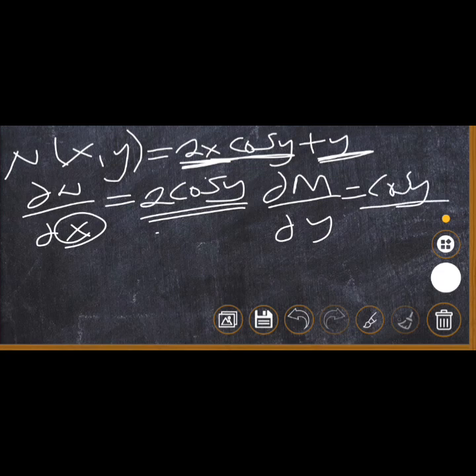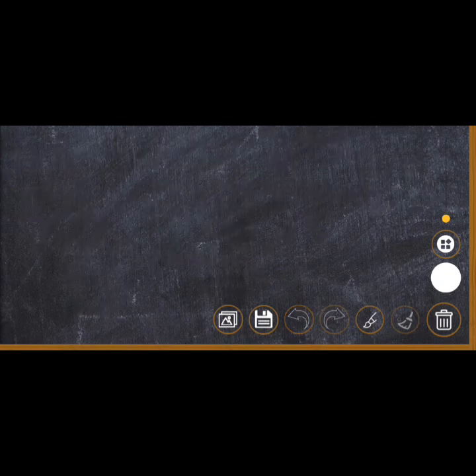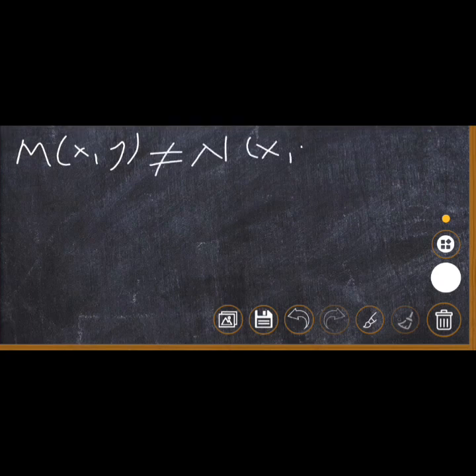So this and this of course are different. Here we have 2, and here we don't have a constant value as 2. So these are different. Hence we have shown that the function for n is not equal to the function for m. So in this case, this implies that the given function for m is not equal to the given function for n. So this is not exact.